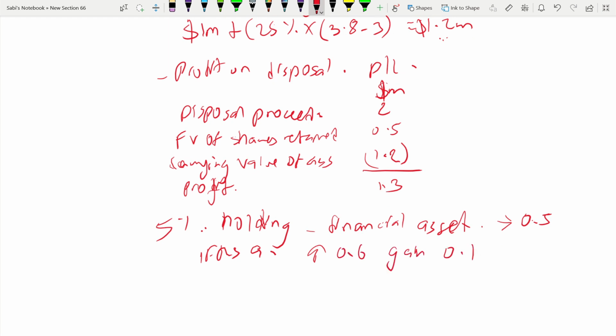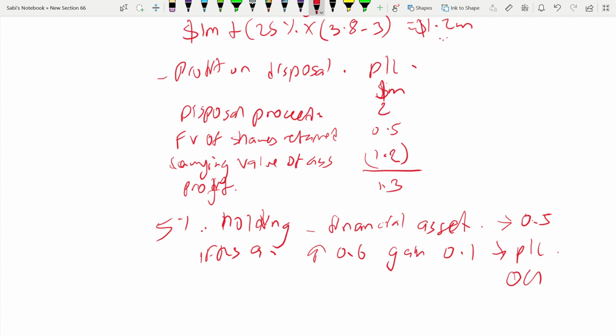Can you see this? Where will this gain go? You have to write the place. This gain will go to P&L, profit and loss. But remember, this can also go to other comprehensive income, only under one condition. What is that condition? When the shares are not held for trading and an irrevocable designation has been made. Irrevocable designation means you have elected that you are going to pass it through OCI forever. Irrevocable means you cannot reverse it. You cannot change the decision once it's made. But here, since no information has been given as such, it will go through profit and loss.